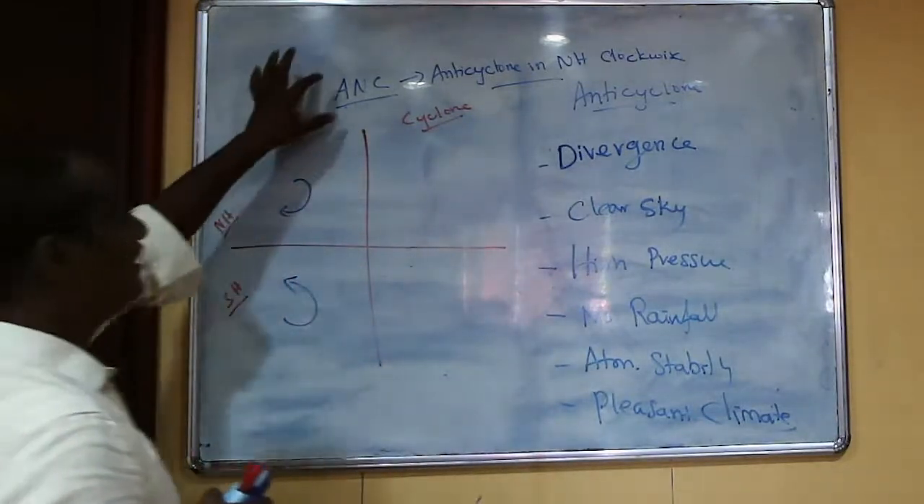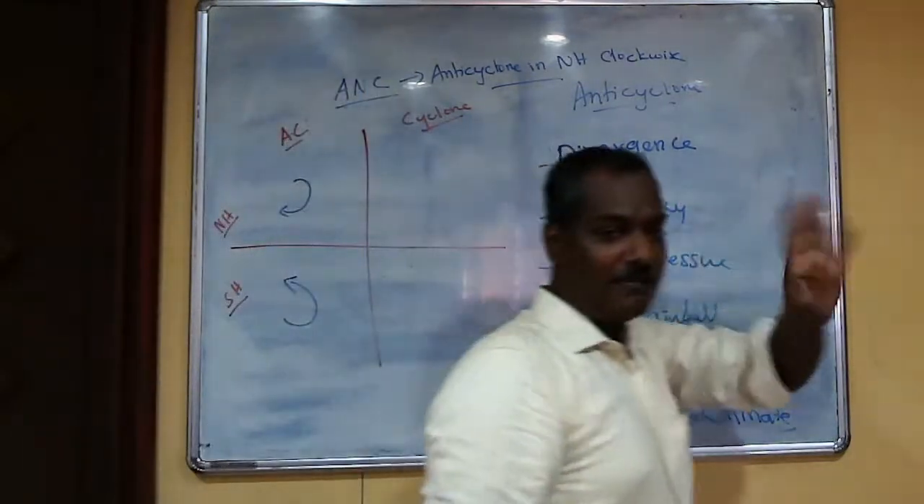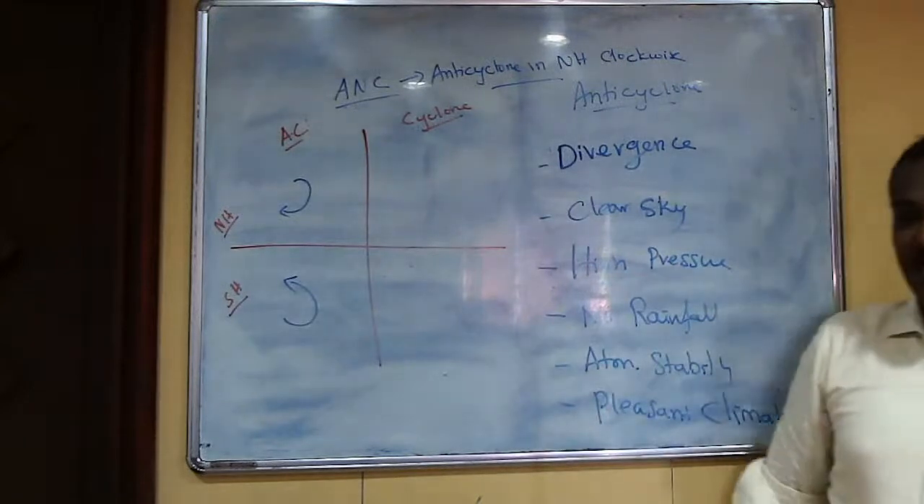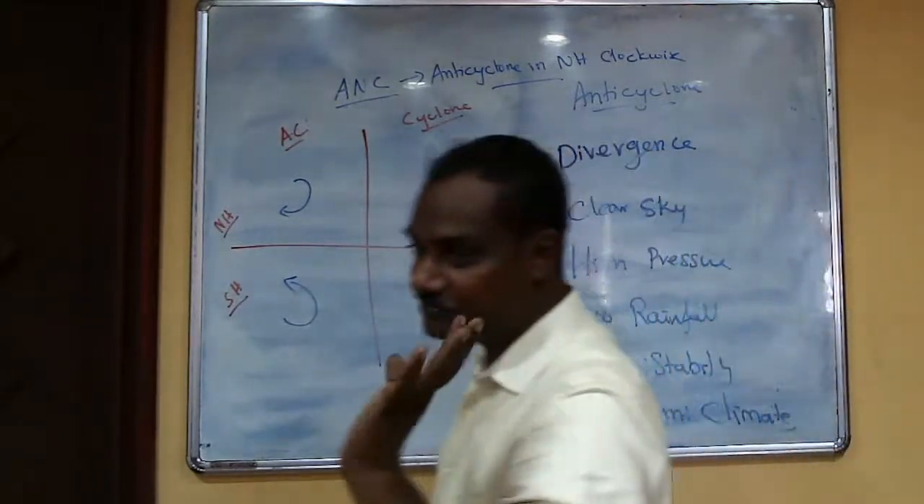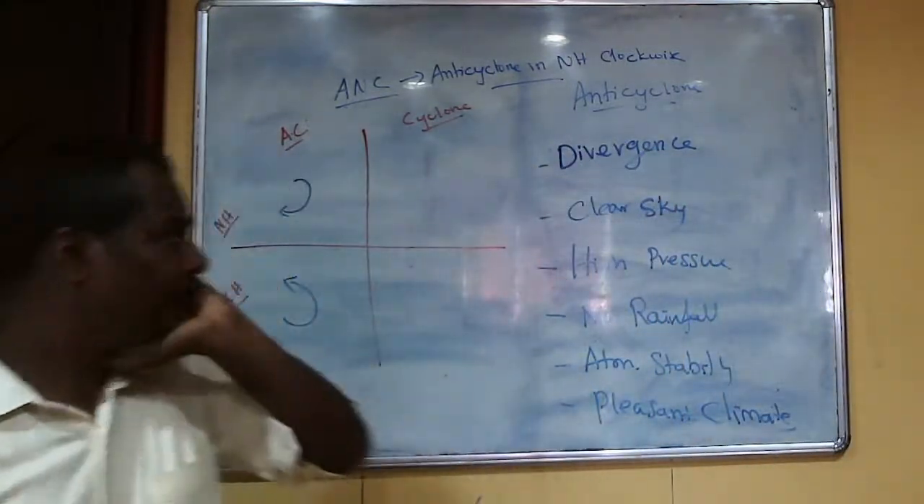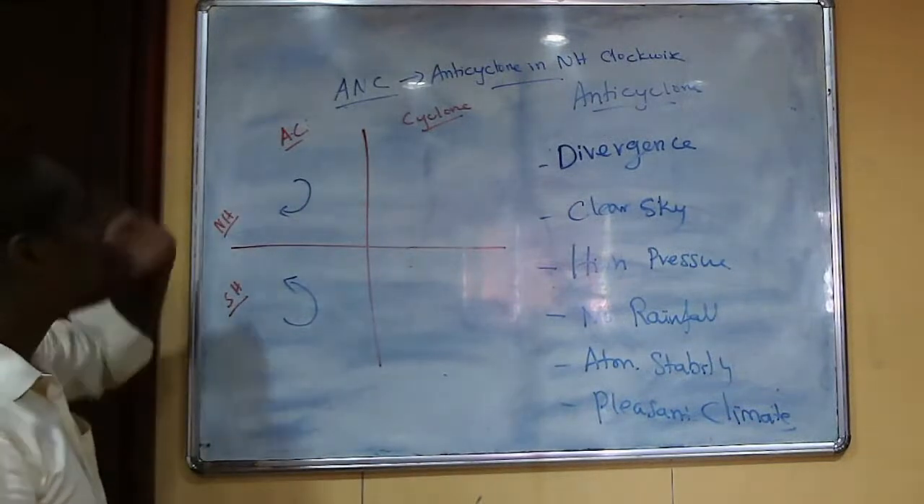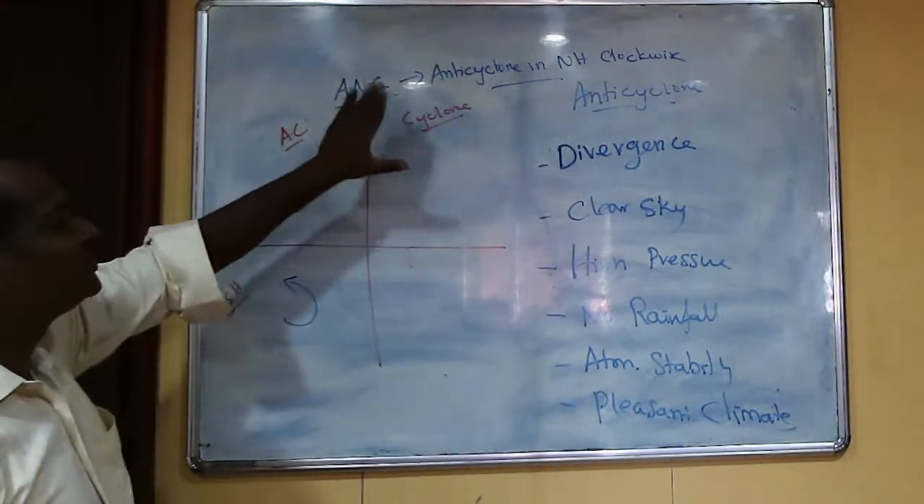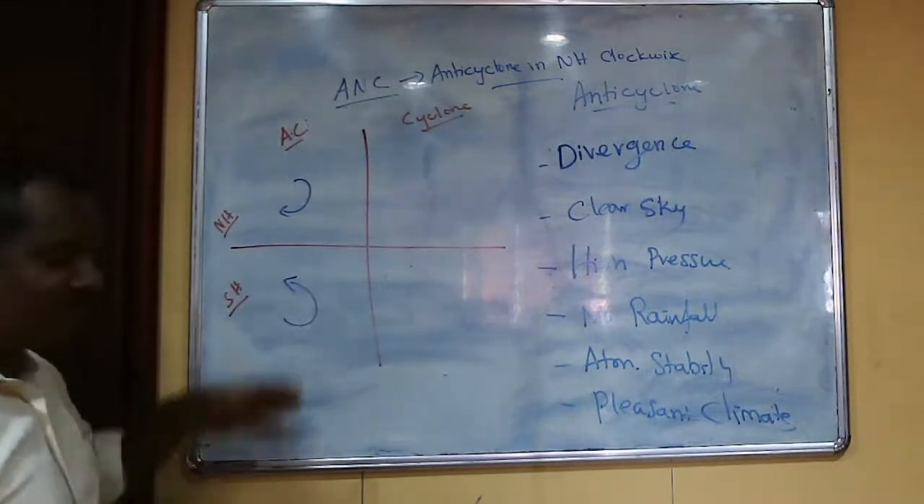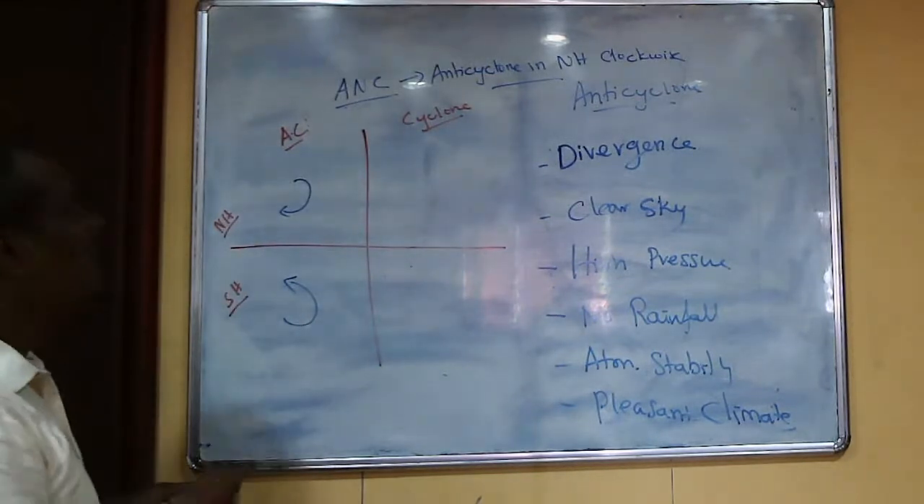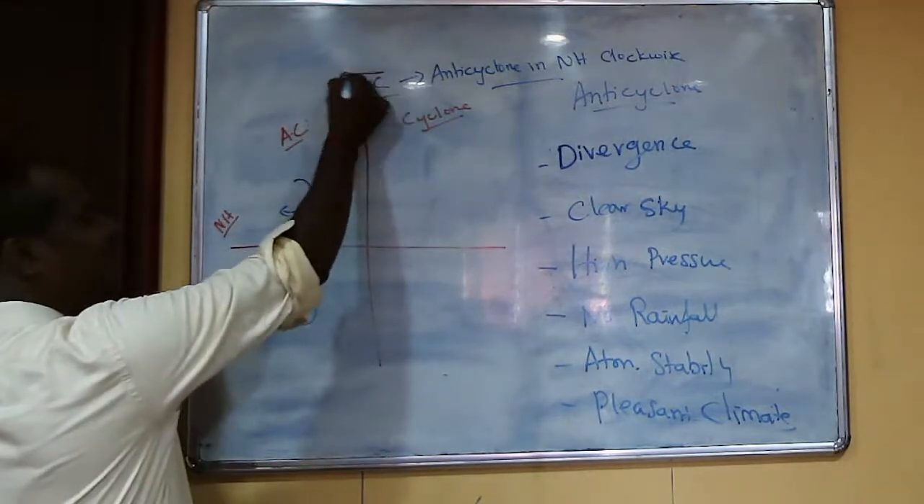Okay, so don't forget this ANC. With this you can mark one question. One question is equal to how much mark? Four marks. Understood? Anticyclone in northern hemisphere is clockwise, so in southern hemisphere it will be anti-clockwise. Now, same thing if you read from this side.